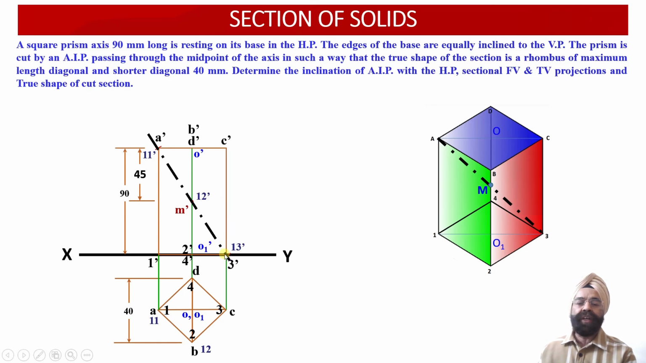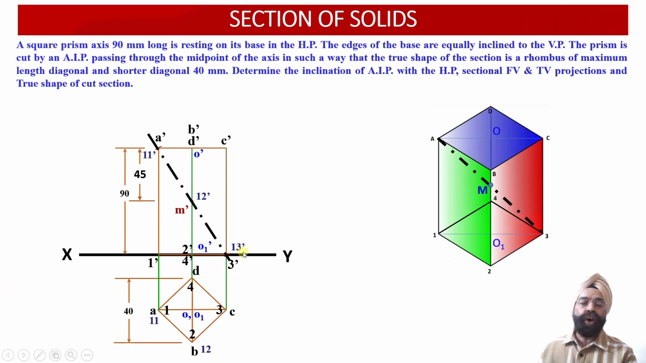So we have already observed that the cutting plane passes through the base corner point 3 of the square prism over here. So points 13 dash and 3 dash are also going to coincide with each other, so that we can have the maximum edge length of these points of intersection and correspondingly the maximum length of the major diagonal of the rhombus in the true shape projections we will be obtaining over here.